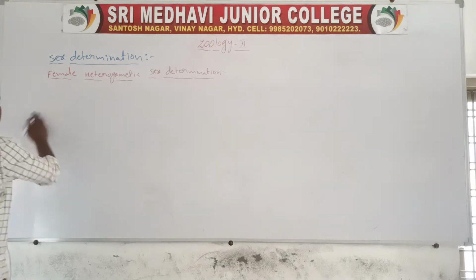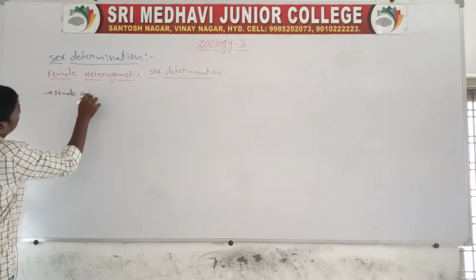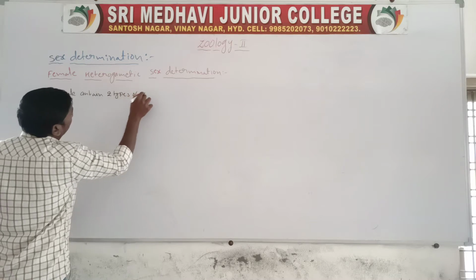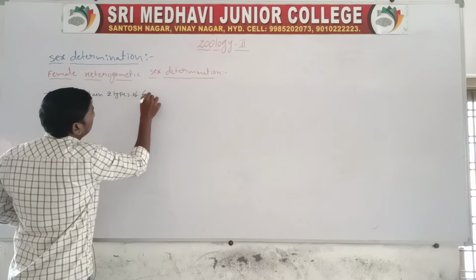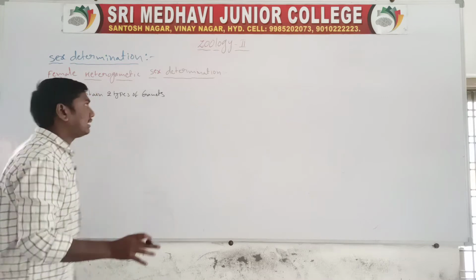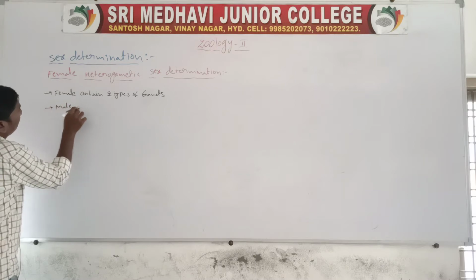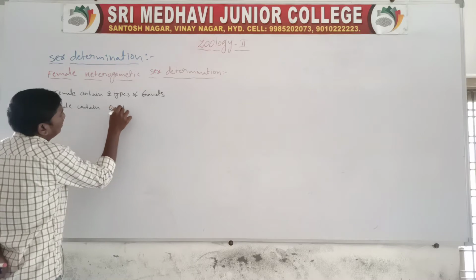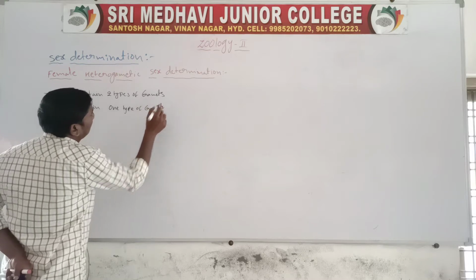In female heterogametic sex determination, the female contains two types of gametes, like ovum. The female contains two types of gametes, while the male contains one type of gametes.